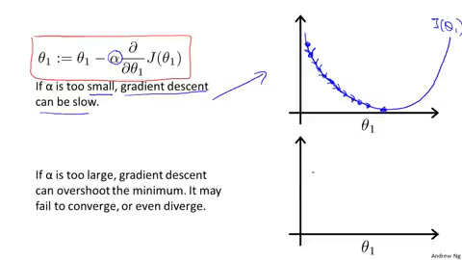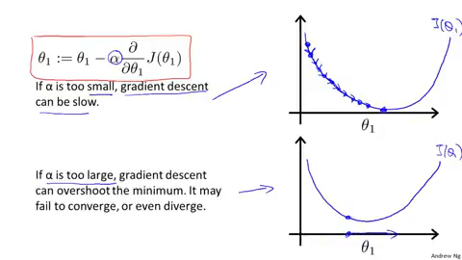Now, how about if alpha is too large? So here's my function J of theta. Turns out, if alpha is too large, then gradient descent can overshoot the minimum and may even fail to converge or even diverge. So here's what I mean. Let's say I start off theta there. It's actually pretty close to the minimum. So the derivative points to the right, but if alpha is too big, I'm going to take a huge step. Maybe I'll take a huge step like that. Right? So I end up taking a huge step.